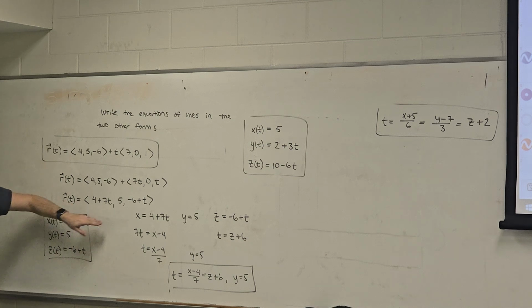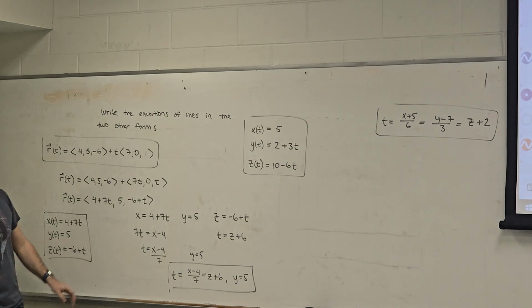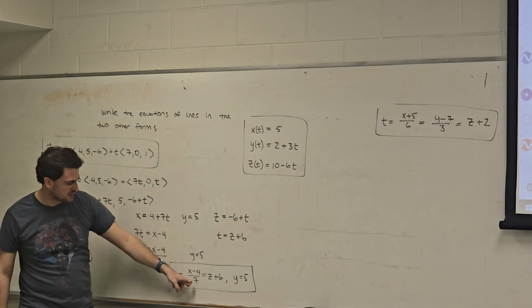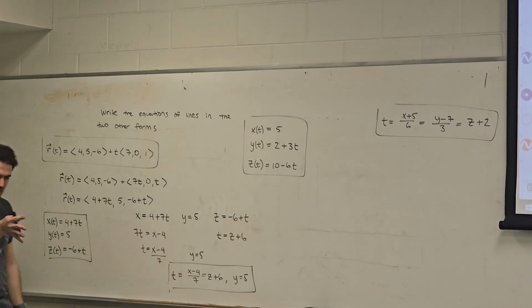For symmetric form, we kind of drop the x of t, y of t, z of t notations, solve for t in each of them, if applicable. Write t equals all of the things that t equals. If you have something left over where you can't solve for t, no worries, you just put y equals 5.